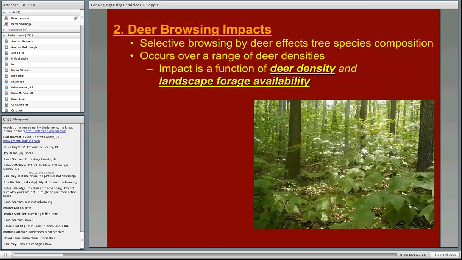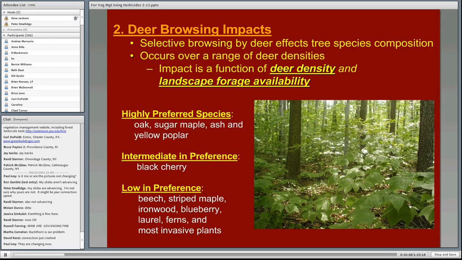Okay, number 2. Deer browsing impact. Selective browsing by deer affects tree species composition. Keep in mind that deer are selective browsers. They browse preferentially. They have preferences, and we'll list these here. If they can find species such as oak and sugar maple, ash, yellow poplar, those are going to be selectively browsed out of our forest first.